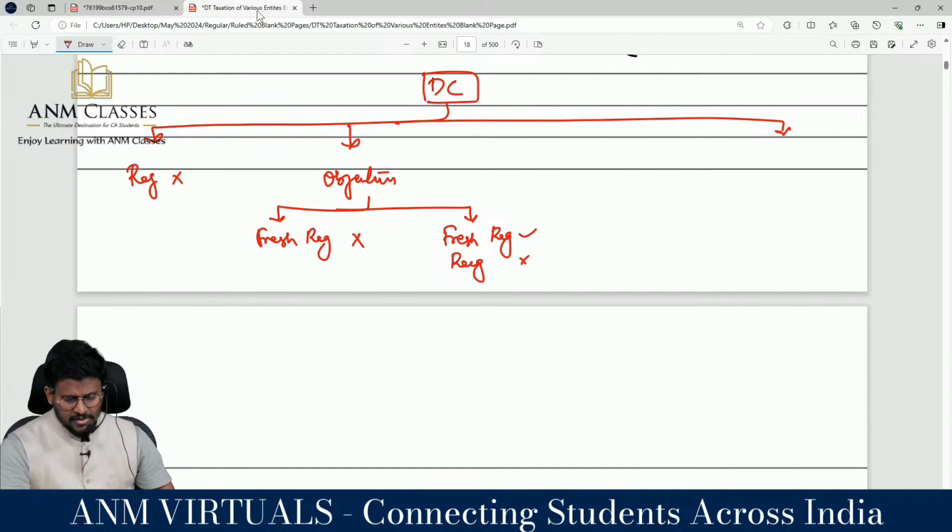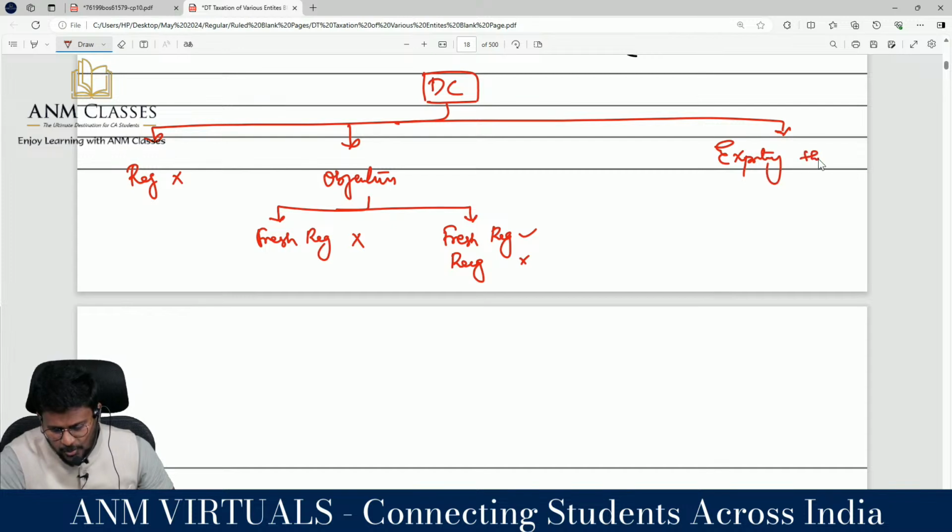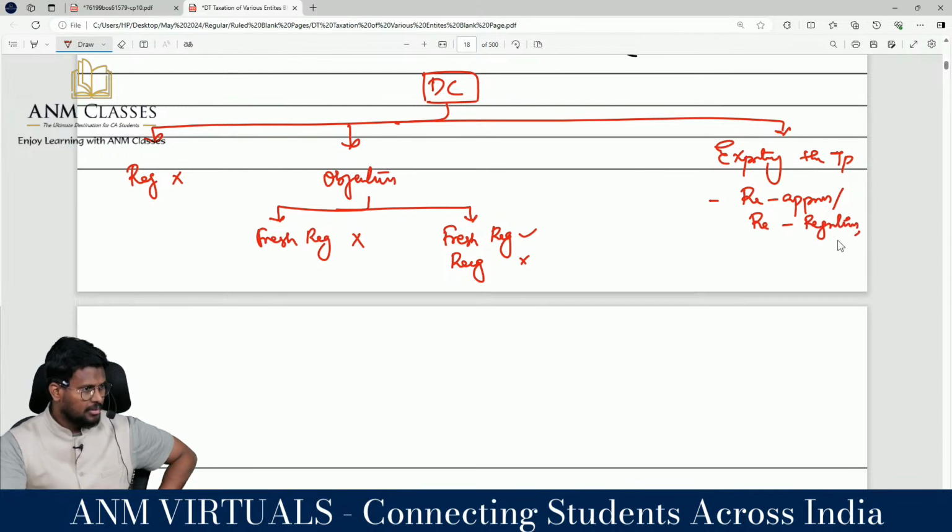The third one, sir, after the expiry of the time period, my dear lovable students, expiry of the period, you have not applied for reapproval or re-registration. You did not go after 5 years and ask for it, correct? Then you are liable to pay what tax?